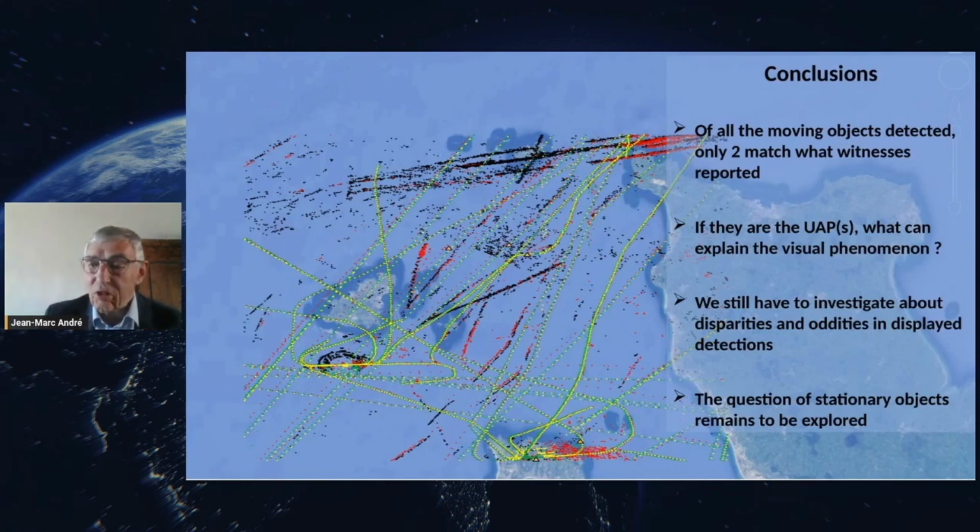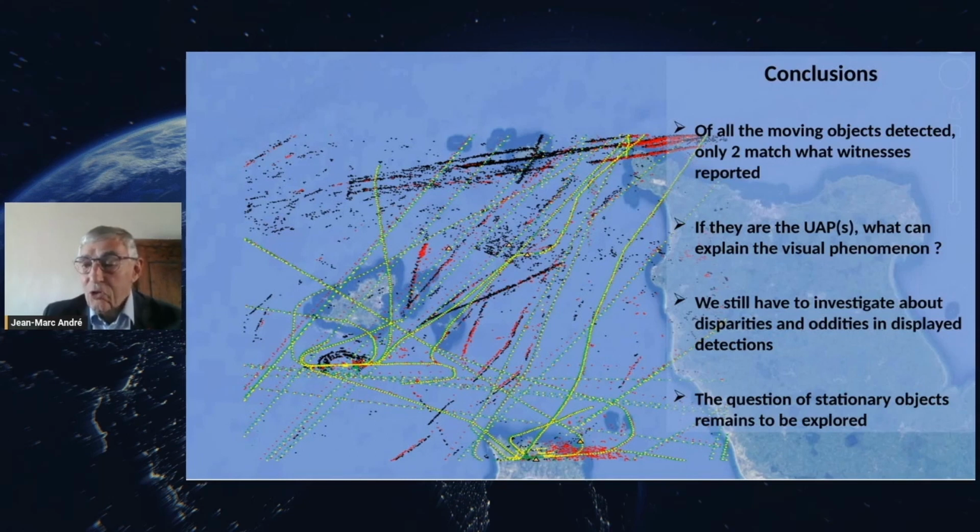The disparities and oddities observed in the detection display need to be studied more deeply. The analysis of the causes can provide us with other possible tracks and give us information about the object's nature and behavior. And finally, it should be remembered that all of the research has focused on the study of tracks that represent only moving objects' trajectory.